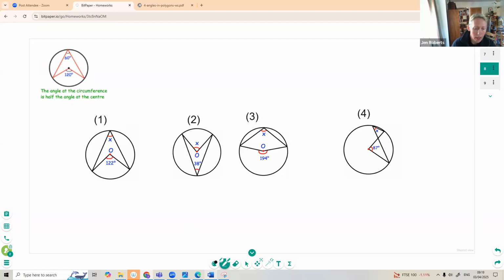Okay, for this top one, you should have got x is 61 because it's half of 122. For this one, we've got the angle at the circumference, we need to double it to get 76 for the angle at the centre. Here we need to halve this 194, which gives you 97. And here we do have the bow disguised as the arrow. The angle at the centre is double the angle at the circumference. So we just need to halve the 87, which gives us 43.5.